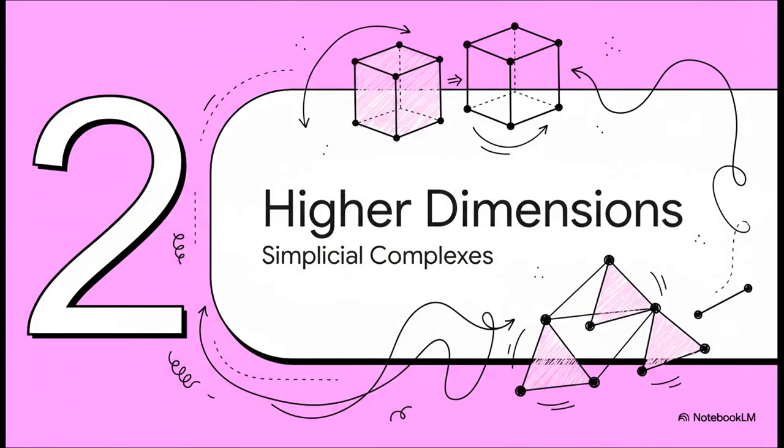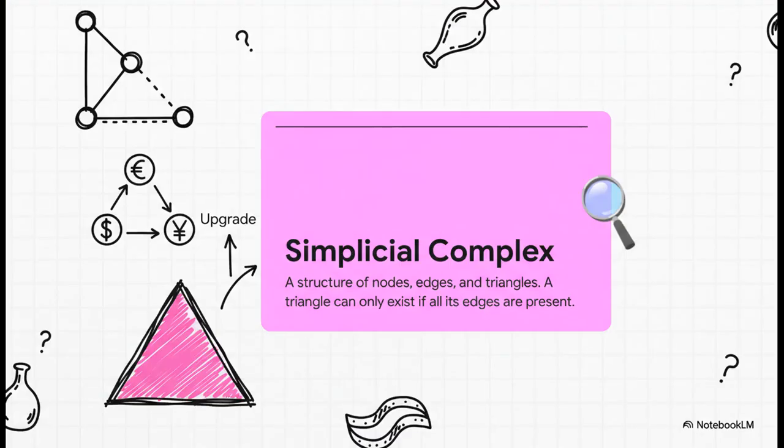So, the big question is, how do we actually see these group interactions? Well, researchers are turning to a much more powerful mathematical structure, one that can represent not just simple connections, but entire shapes within the data. You can think of a simplicial complex as a major upgrade to a standard graph. We're not just connecting dots with lines anymore. Now we can explicitly represent a three-way relationship, like that currency loop, as a single object, a filled-in triangle, or what's technically called a two-simplex.